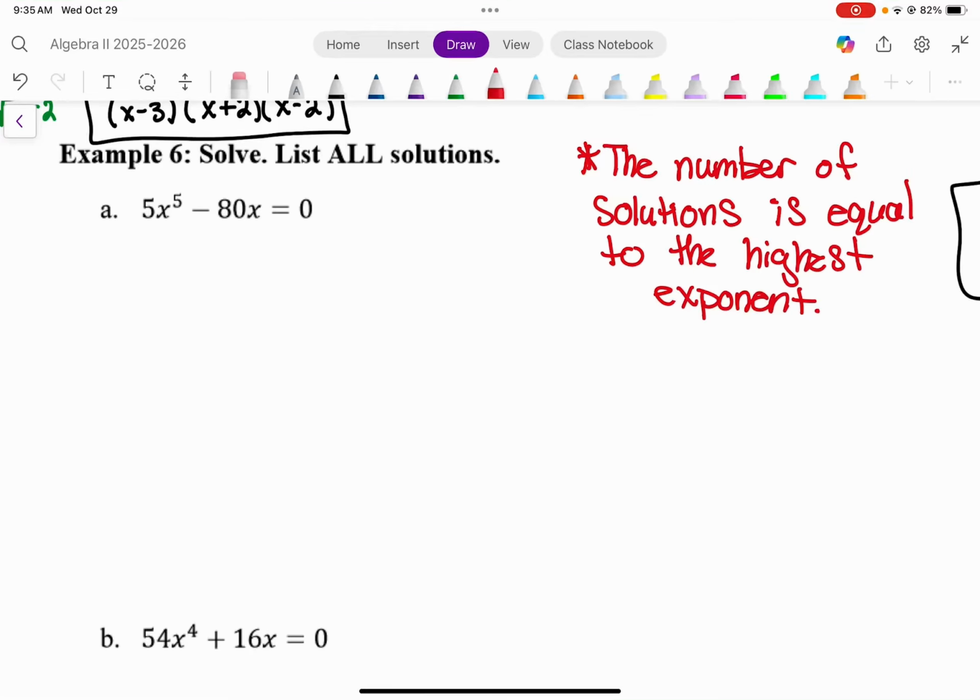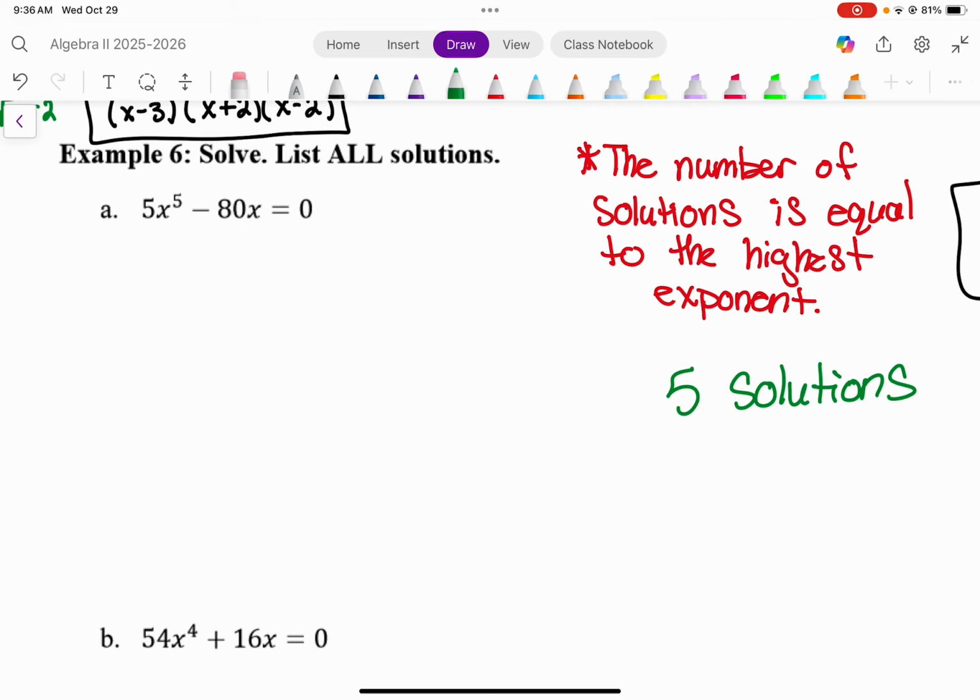All right, so the reason factoring is going to be helpful with polynomials is because it's going to help us find all possible solutions for a polynomial equation. So I added a note over here that you should put on your note packet, and that is the number of solutions is equal to the highest exponent. So in this one, our highest exponent is a 5. So that means in example 6, we should have a total of 5 solutions.